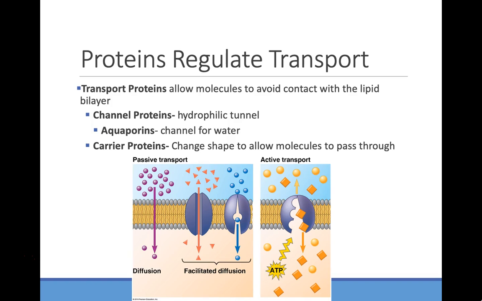And then we have carrier proteins. Carrier proteins are a little bit different in that they are always specific for a certain type of molecule. The reason that they are specific is that they allow a molecule to bind. When the molecule binds, it causes a shape change and allows that molecule to pass through.